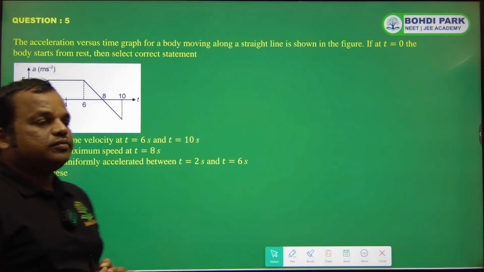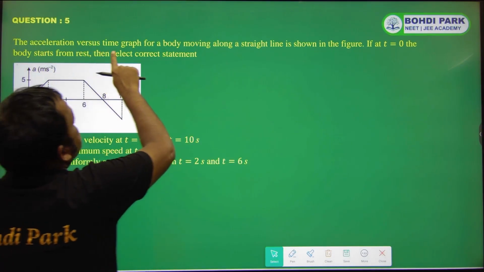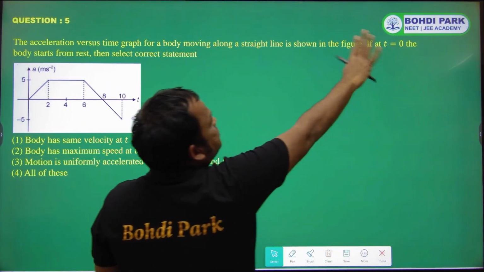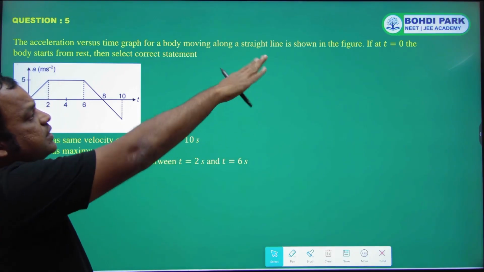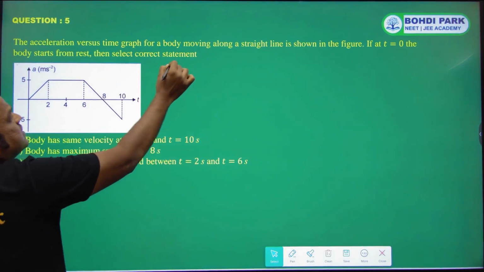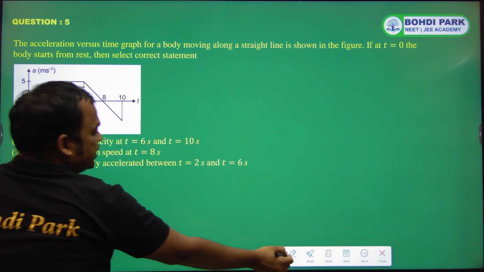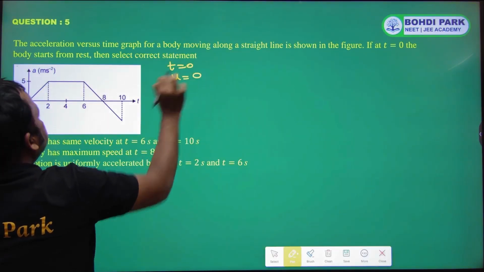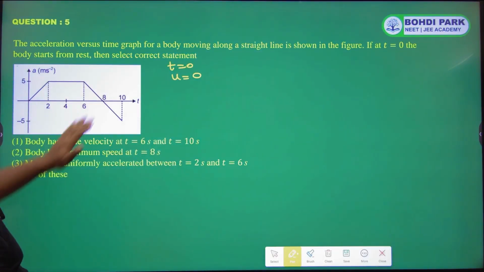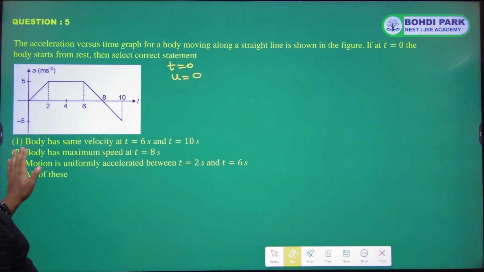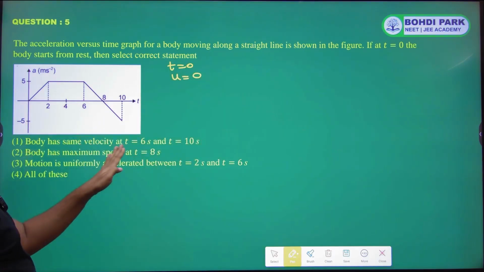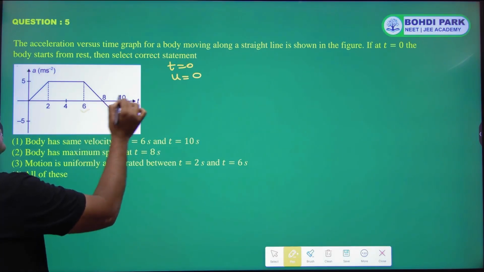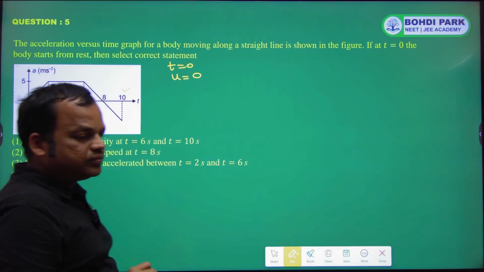Now fifth question, acceleration versus time graph for a body moving along a straight line as shown in the figure. If at t is equal to 0, the body starts from rest, that means the initial velocity at t is equal to 0 is 0. Select the correct statement. Now the first statement says the body has the same velocity at 6 second and 10 second.